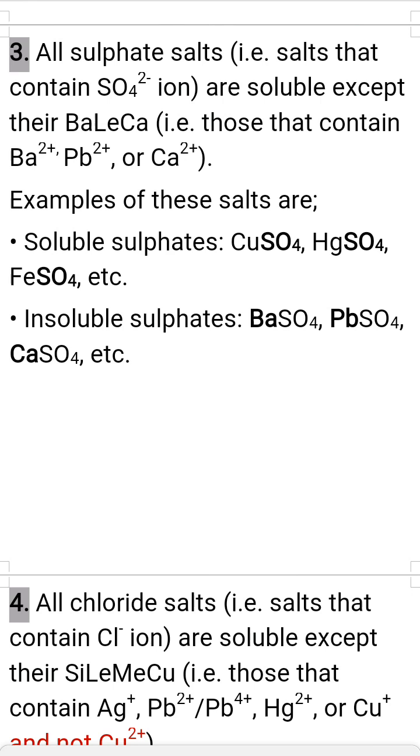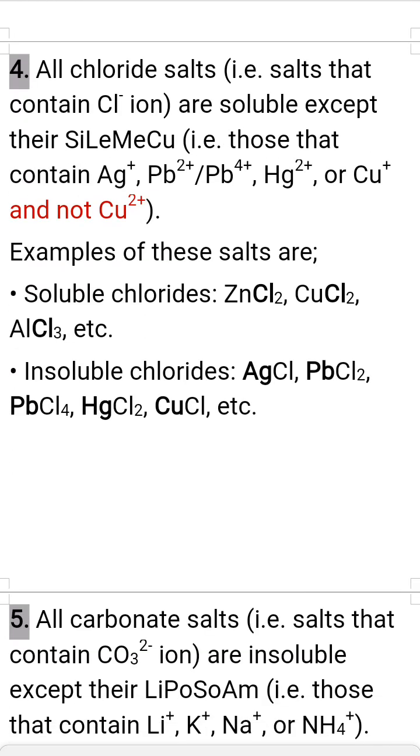Examples of these salts, we have the examples in 2 categories. We have soluble sulfates, which include copper sulfate, mercury sulfate, iron sulfate. You can see that no member of BaLeKa is present, so they are soluble salts. But when you now have a member of BaLeKa present, then the salt becomes insoluble, and that's why insoluble sulfates include barium sulfate, lead sulfate, and calcium sulfate. You can see that each of them starts with a member of the BaLeKa code, and whenever you have a member of BaLeKa combined with SO4, the salt is insoluble.